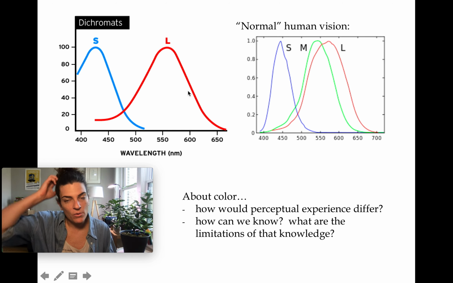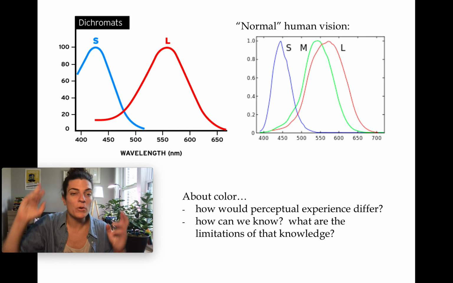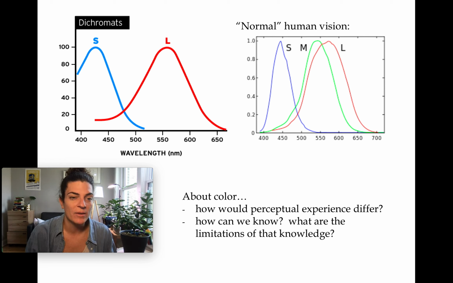So now let's show another chart with quote-unquote normal human vision, or trichromatic, where we have three cones. We have the S and the L and then the M cone in between, which absorbs 100% of light at about 550 nanometers. And you can see that this scale is actually different than this scale. This goes from 0 to 1. This goes from 0 to 100. In this case, 1 and 100 are what we call analogous, meaning this is shown as a percentage and this is shown as a proportion.